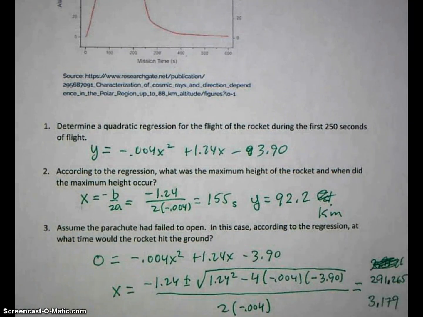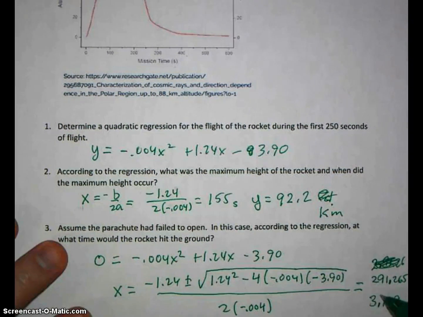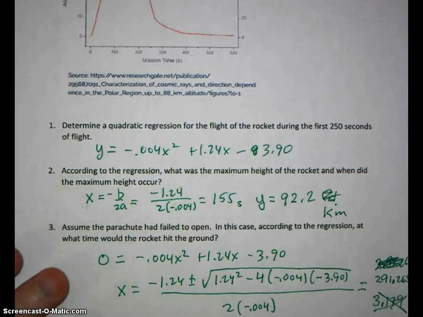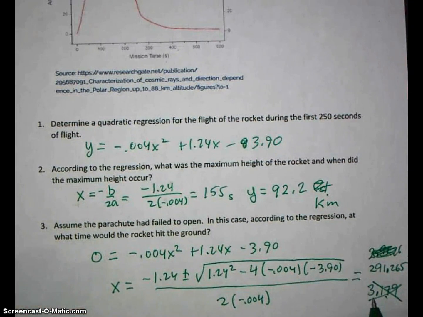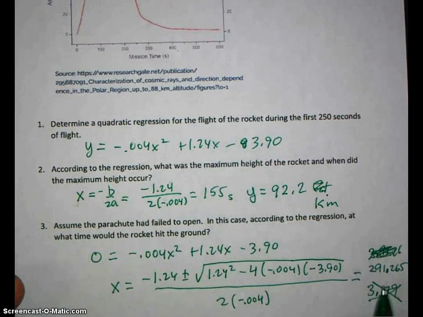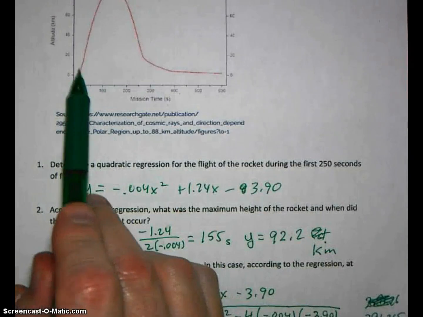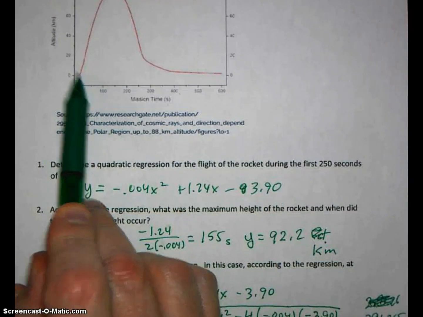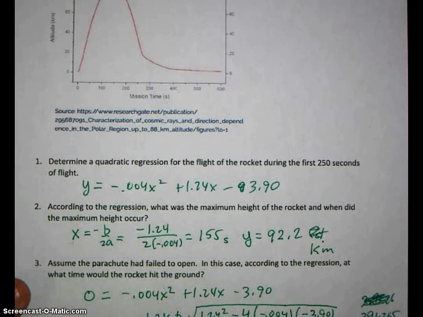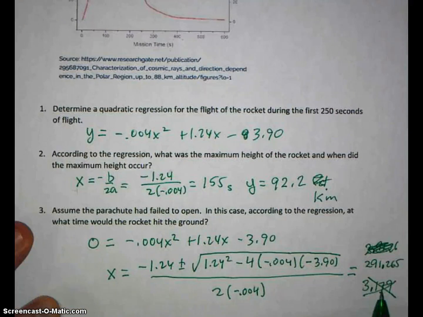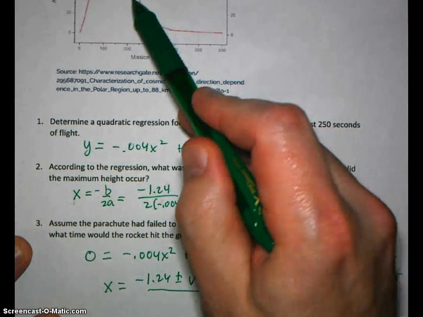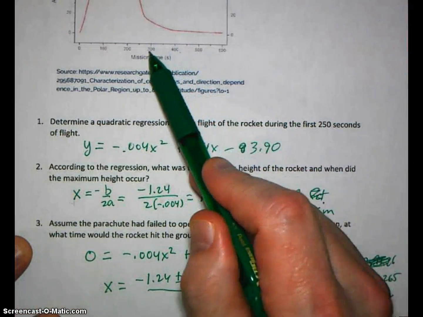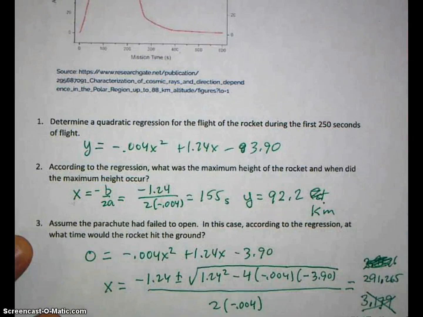According to my calculator, I got 291.265 and 3.179, but I think we need to throw this one away. And this is a good example of our regression not perfectly matching. We know that the rocket started from the ground. It started at height 0 and it went up. There's no way it hit the ground in 3 seconds. So we have to throw that one away. And it does seem like 290 would be somewhat reasonable. It's definitely beyond 250. Seems like a fairly reasonable number.